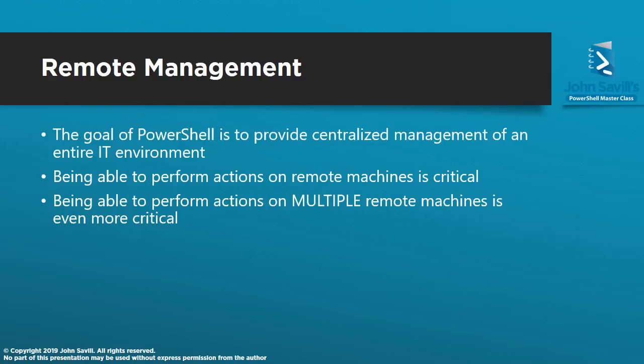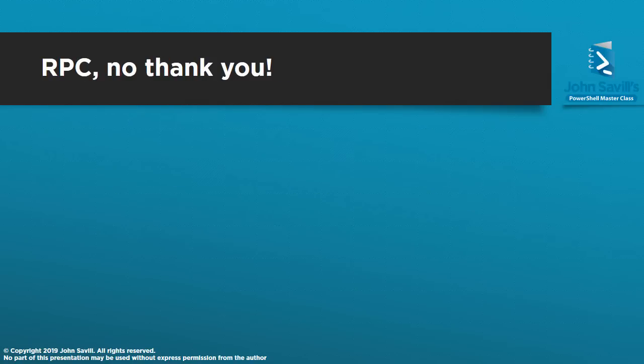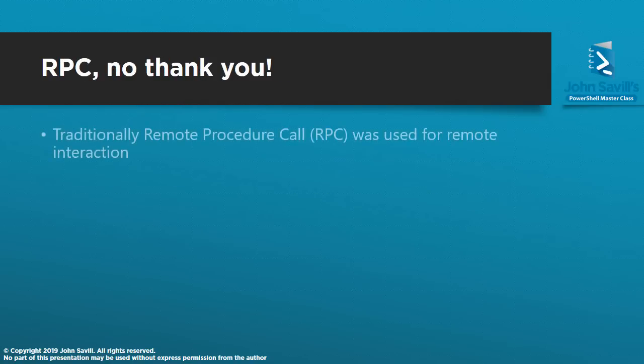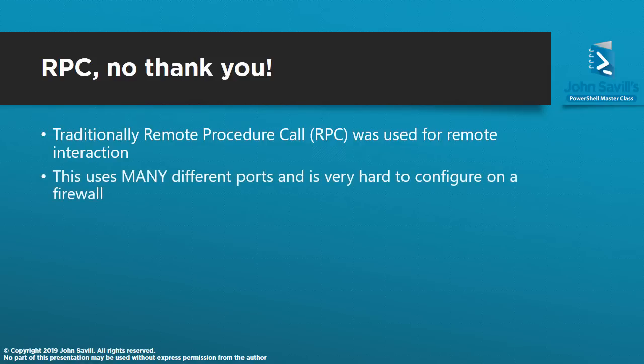Now, being able to do things remotely is not new. We've had remote procedure calls for a long time. For example, when I talk to domain controllers, I'm using DCOM, and that is over RPC. Now, this uses a whole set of different ports. It can be very hard to configure on a firewall. Now, some services would enable you to force RPC to a specific port, so then I could do some firewall configuration. But what normally happened was, we'll just disable the firewall.